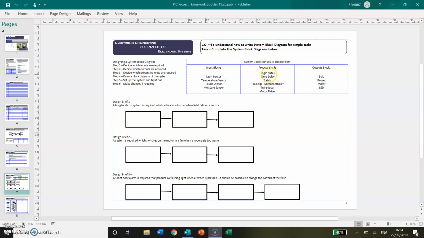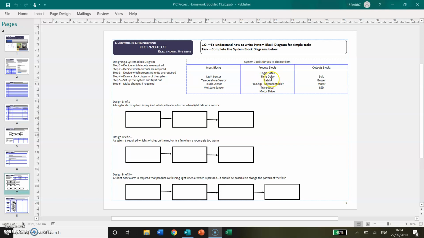Now, in our process blocks, we've got logic gates. These are NOR gates, AND gates, NAND gates, NOT gates, etc. So they're ones where you have usually 2 or more inputs, and they will make a decision as to what the output should be based on the inputs. A time delay, literally something that goes, right, when I'm triggered, I am going to wait for a set period of time before I move on to the next block in the system.